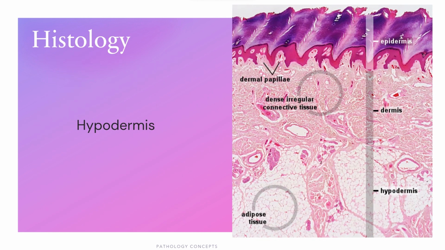Hypodermis. Hypodermis is deep to dermis and it is also called subcutaneous fascia. It is the deepest layer of the skin.